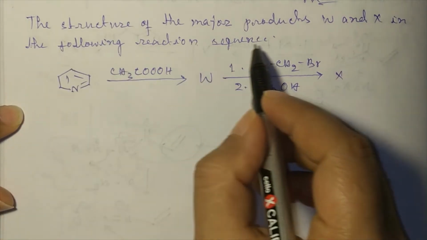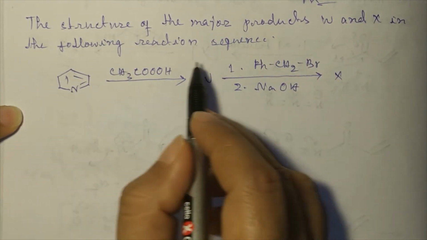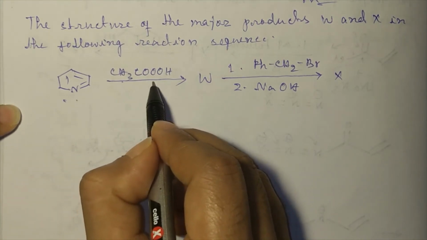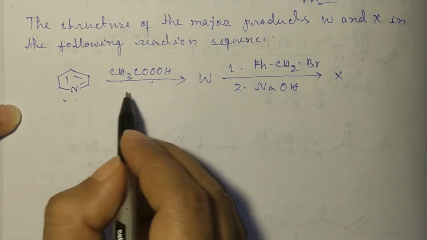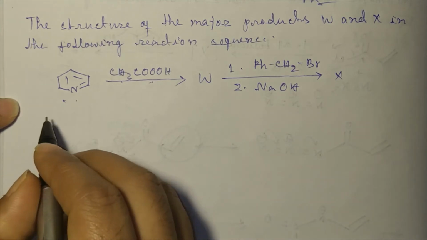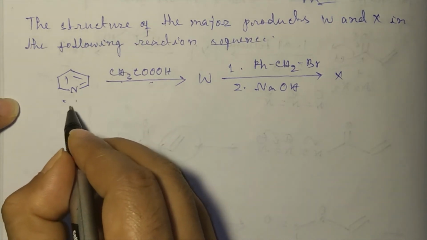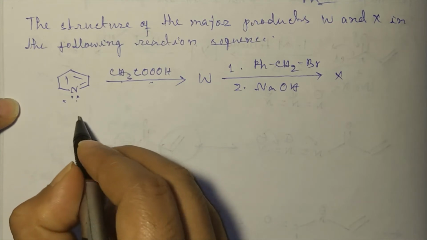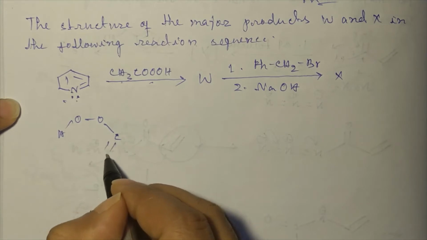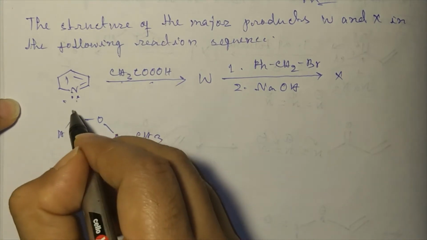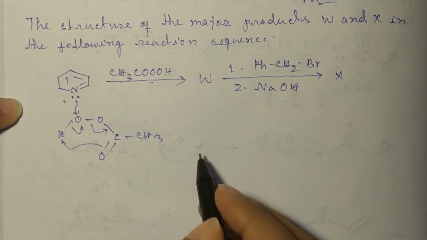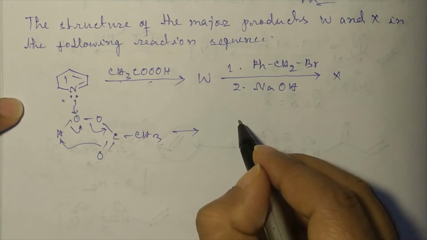Next question, the structure of the major products W and X in the following reaction sequence. So this is pyridine and this is the peracid. So pyridine reacts with peracid to form, this is a known reaction, pyridine N-oxide will be formed. So pyridine has one lone pair of electrons, it will react with this peracid to form the pyridine N-oxide.